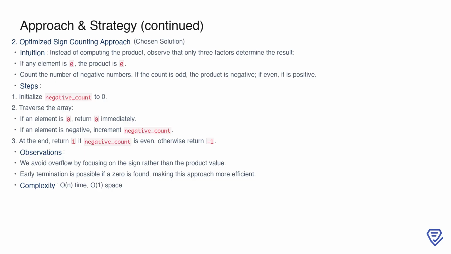This approach avoids the risks of overflow entirely, as we're not performing multiplication. It's also more efficient since we can stop early if a 0 is found. With a time complexity of O(n) and constant space usage, this method is both simple and optimal.